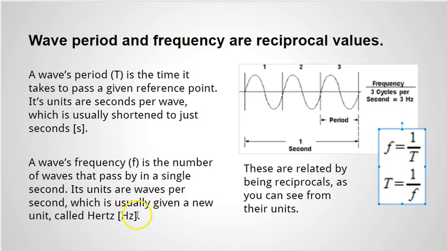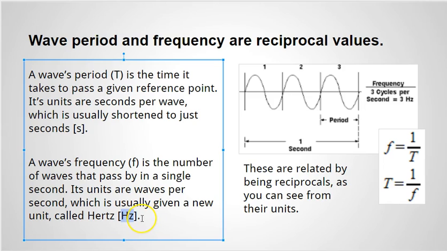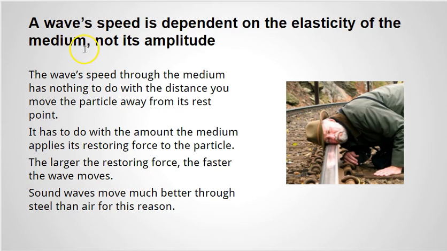Frequency is measured in oscillations per second, or waves per second, but that's way too much for us to say all the time, so we usually abbreviate it as hertz, which just means waves per second. Period is, of course, measured in seconds. A wave speed, though, is something that is not dependent on the frequency of the wave, or the period of the wave. It is dependent on the medium itself, the stuff that the wave is moving through.